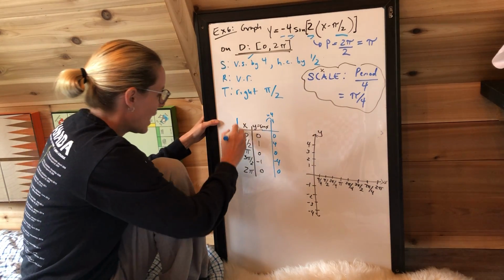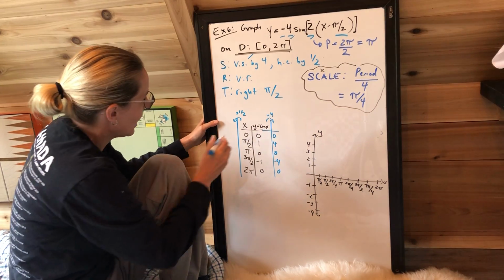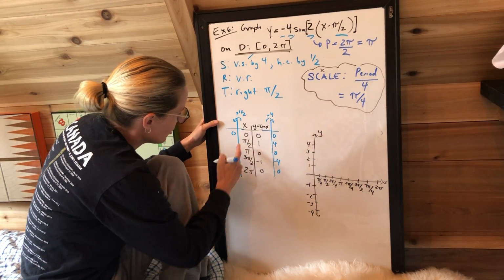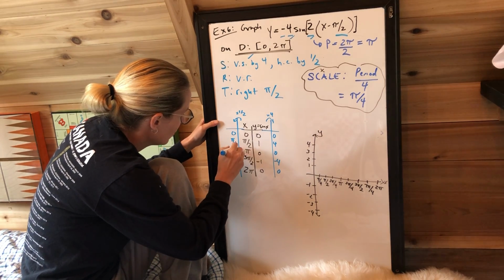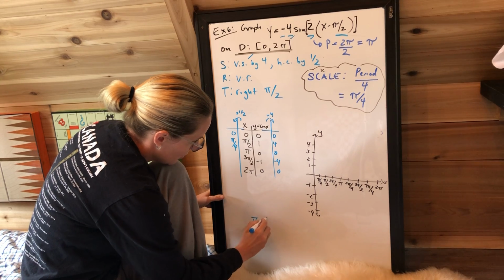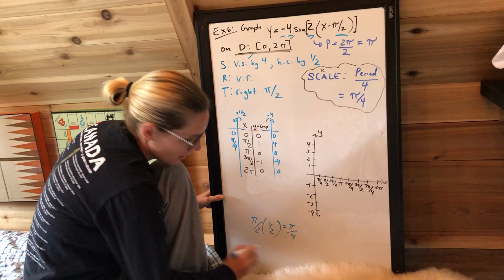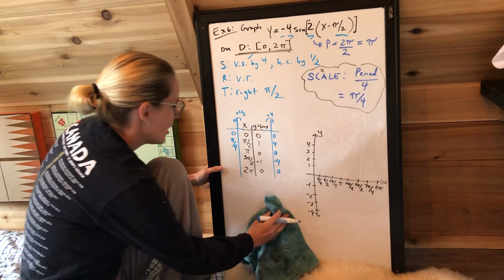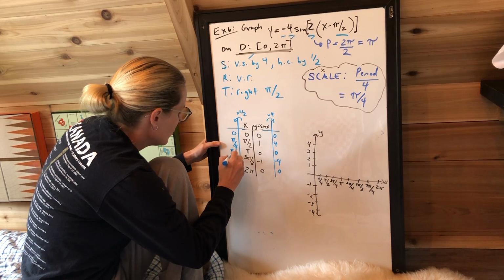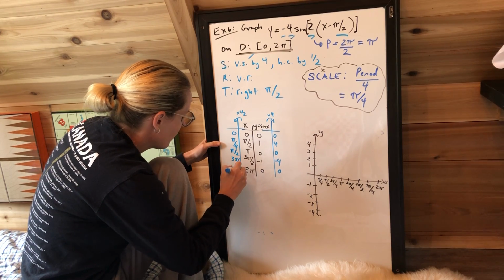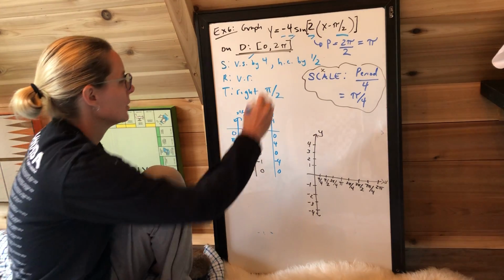Horizontal compression by 1/2 means we're taking our x values and multiplying by 1/2. So this becomes 0. You multiply pi over 2 by 1/2, then you get pi over 4. Think about that. Pi over 2 by 1/2. Pi by 1 is pi. 2 by 2 is 4. Pi by 1/2 is pi by 2, 3 pi by 4, and pi. So that takes care of that. You're multiplying by a half.